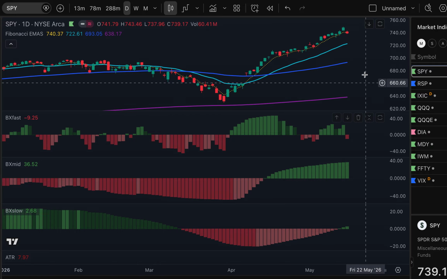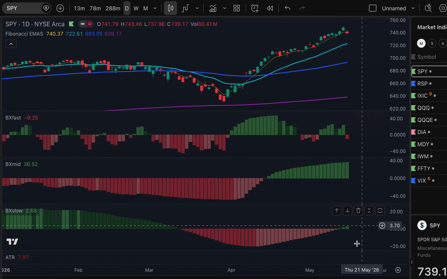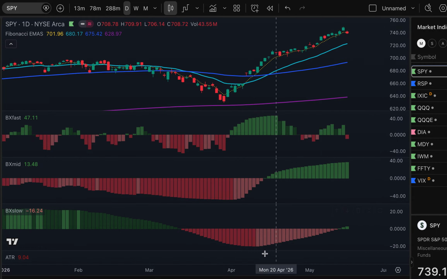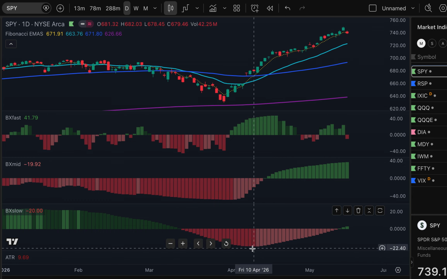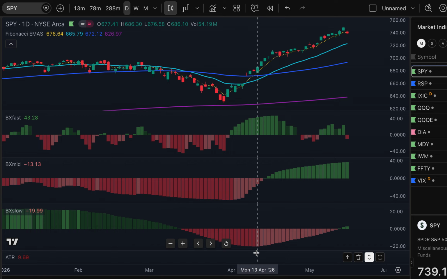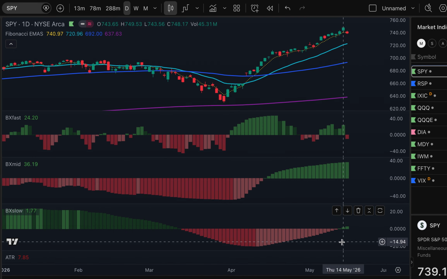So if we look at this now, the BX slow had been building from red at negative 20, then it started rising, negative 19, negative 18, until here recently it has turned green.